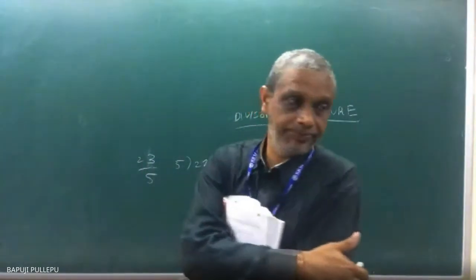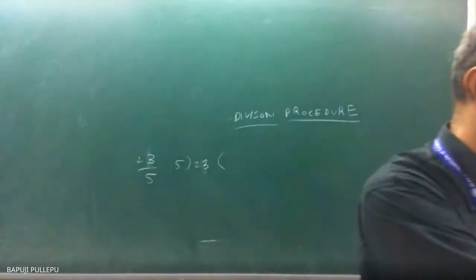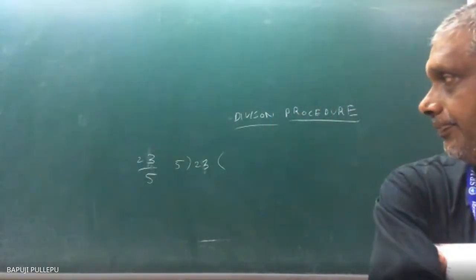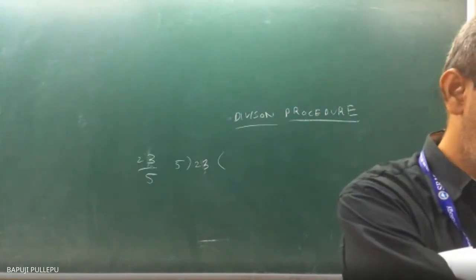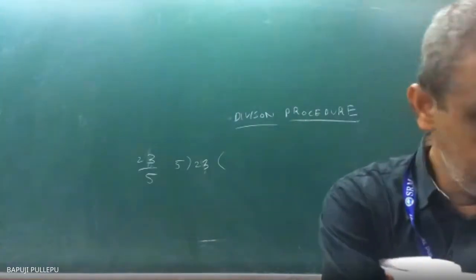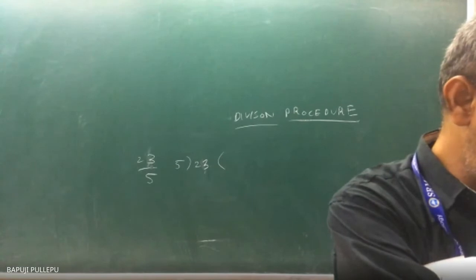Okay, now tell me, what will you get? You have already studied division in lower standards. What do you get here? 23 by 5 means what will you get? How will you divide? The division is 4.6. No, don't tell me point values. How many times will 5 go into 23? Tell me.